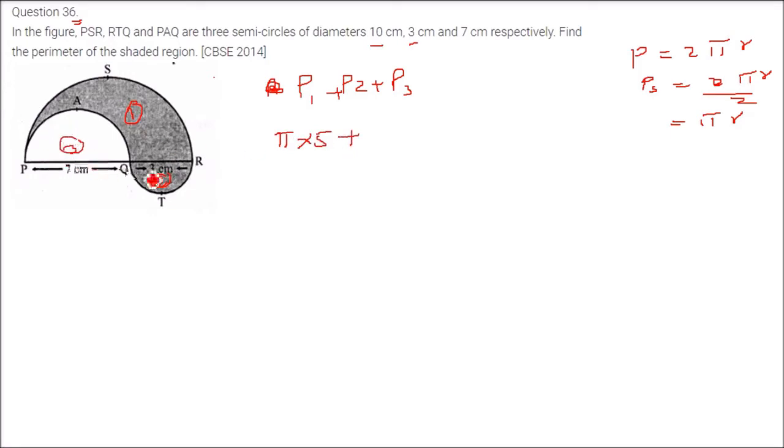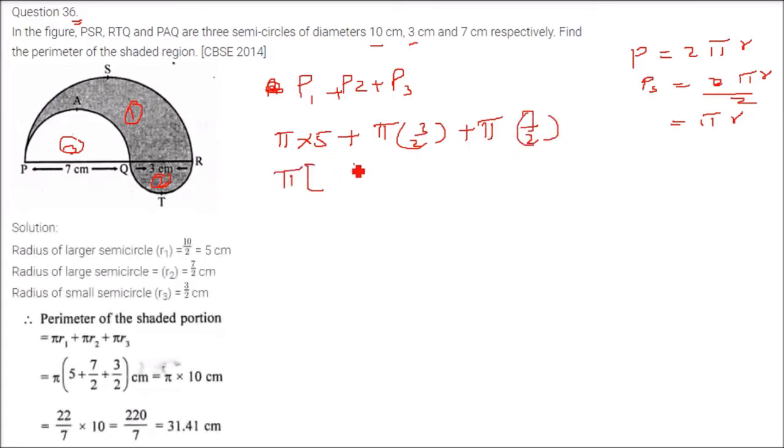Coming to the second one, the radius is 3 by 2 because the diameter is 3. So it will be pi into 3 by 2 plus pi. Now coming to the third part, 7, so 7 by 2 is the radius. So pi into 7 by 2. Take pi common and add 5 plus 7 by 2 plus 3 by 2. So what do you get? Pi is 22 by 7. This is going to be 10. It will be 31.41 centimeters.